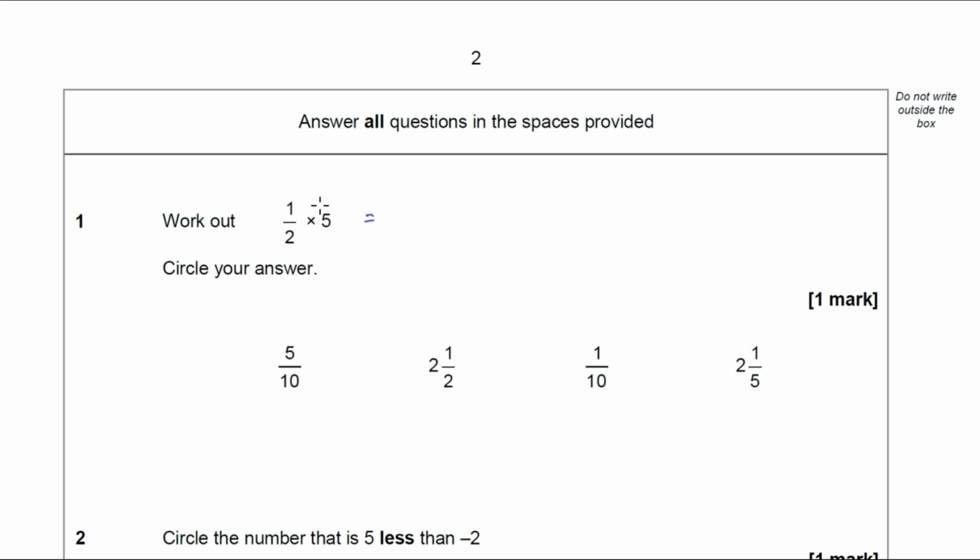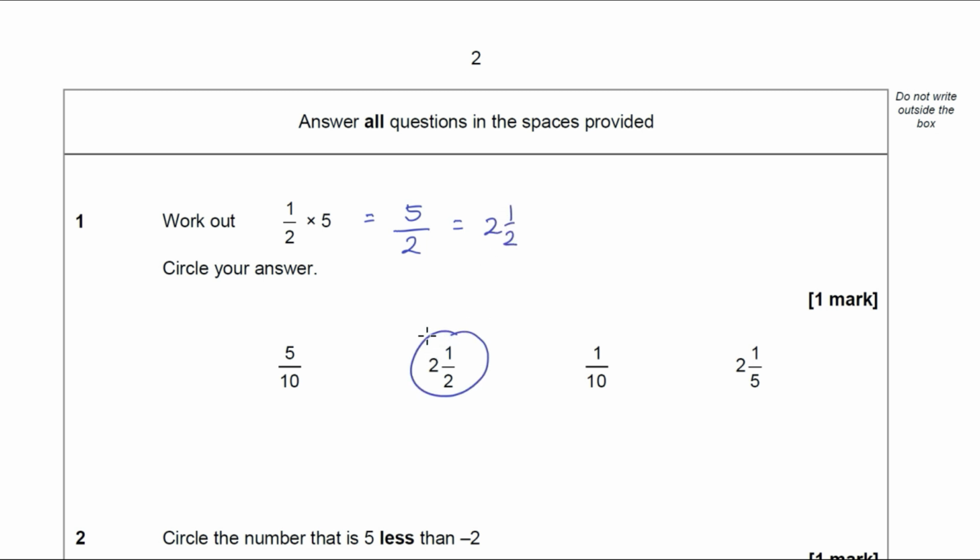It's quite straightforward, you times 1 and 5, so you get 5 at the top and then you got 2 at the bottom. We have a fraction 5 by 2, but we don't have that answer. So you need to change it into a mixed number, which is 2.5. So we get this answer.